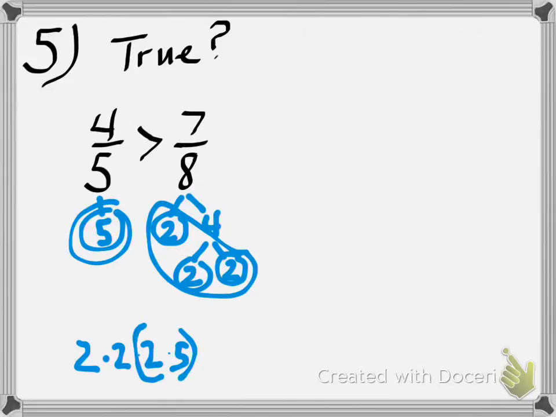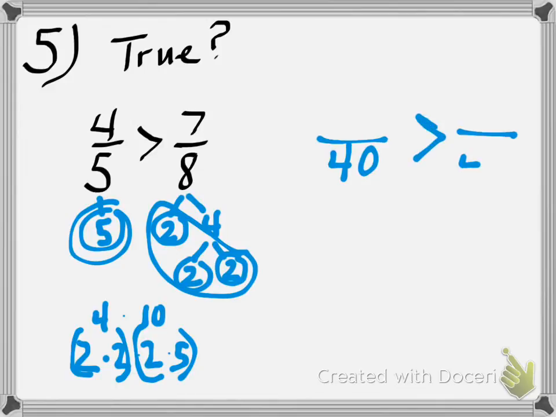2 times 5 is 10. 2 times 2 is 4. So 4 times 10 is 40. So I'm going to make two fractions with 40 as a denominator, and then all I have to compare then is the numerators. So over here, I'm going to do 5 times 8 is 40. So 4 times 8 is 32. Then the next one, 8 to get to 40, I would have to do 8 times 5. So I do 7 times 5, and I would get 35.